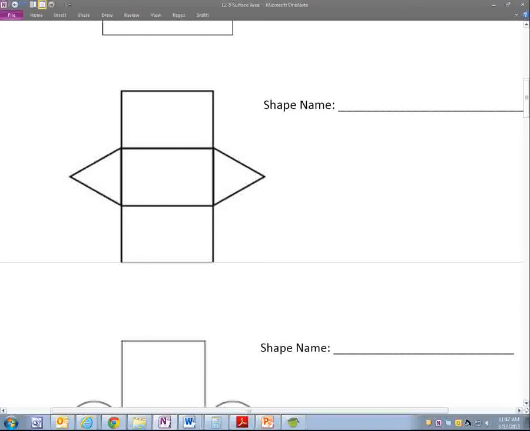What is the name of this shape? A triangular prism. That's right.